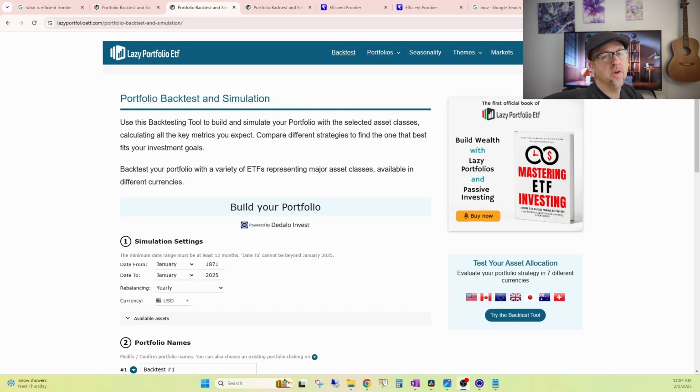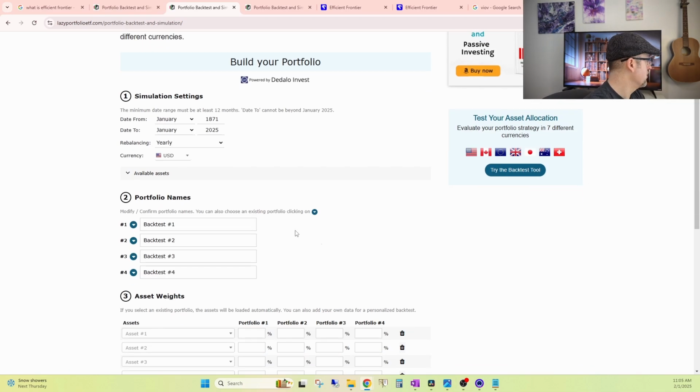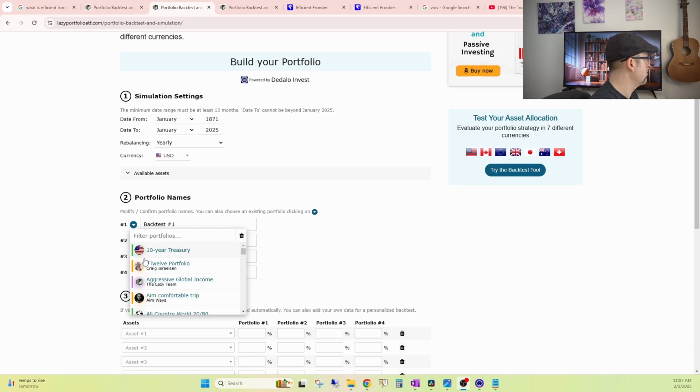So let's go to the website, lazyportfolioetf.com. So in this website, we have back tests right here. So we're going to go with a portfolio back test and simulation. First one, we're going to choose 4 different back tests, and they actually have the Paul Merriman 10 fund portfolio inside of here. So I'm going to choose that one, and I'm going to choose Tyler's. All right, in here we'll put in a few different portfolios. So we're going to choose some different ones.